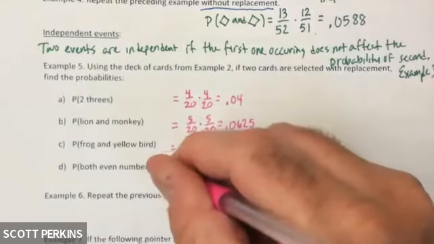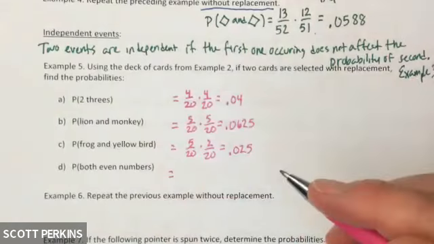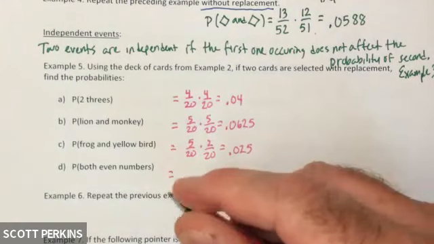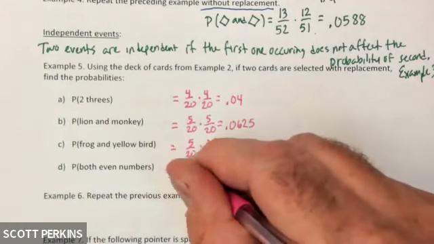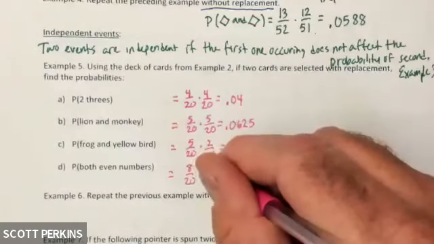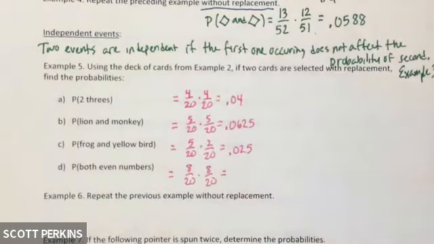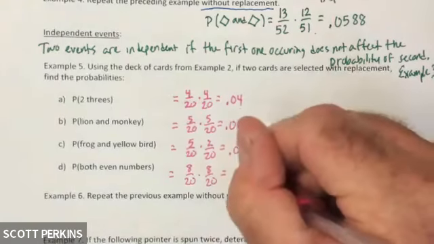And then the last one, what's the probability they're both even numbers? How many evens are there? 8. Okay, so that's going to be 8 out of 20 for both of them. So that is 64 divided by 20 divided by 20, and I get 0.16.